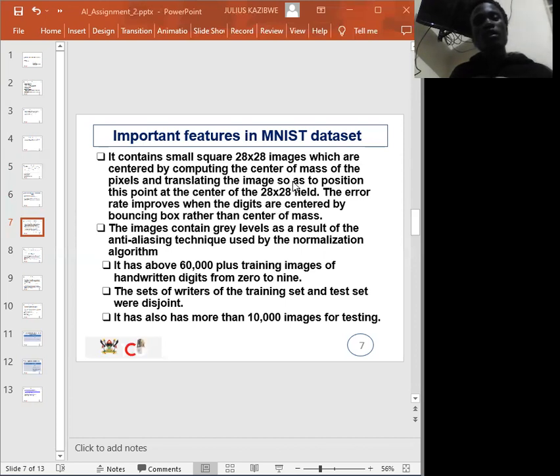This very dataset has a lot of images from different creators, as I have mentioned before. So it is very good. It will give us varied and different handwritten digits from different writers, which will be sufficient for our training of the model.